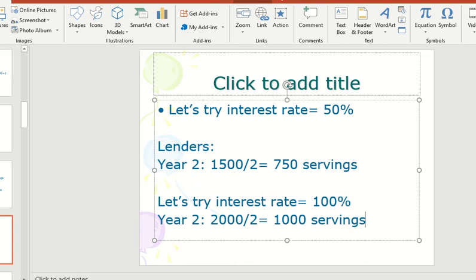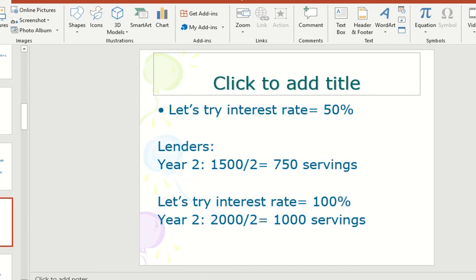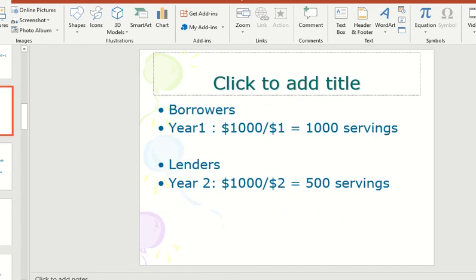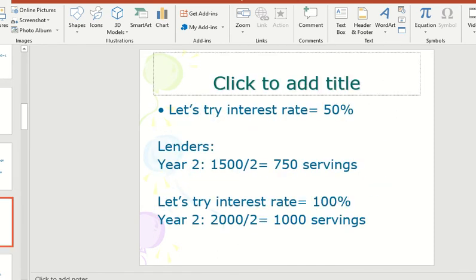So you may say that, well, now it's fine, right? So we can be lenders. We can lend money out as long as we charge at least 100% interest rate. Well, here's the problem.